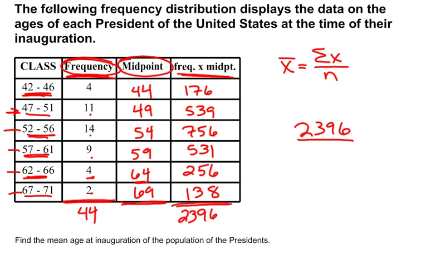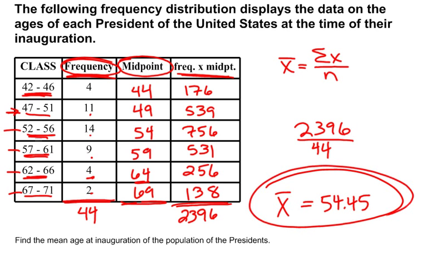So we will use this 44 as n, and we will divide 2396 by 44 and find the mean. We'll learn a little bit more about population means later, but for right now we'll call the mean x bar, and that mean will be 54.45. That is our mean for the list of presidents' ages.